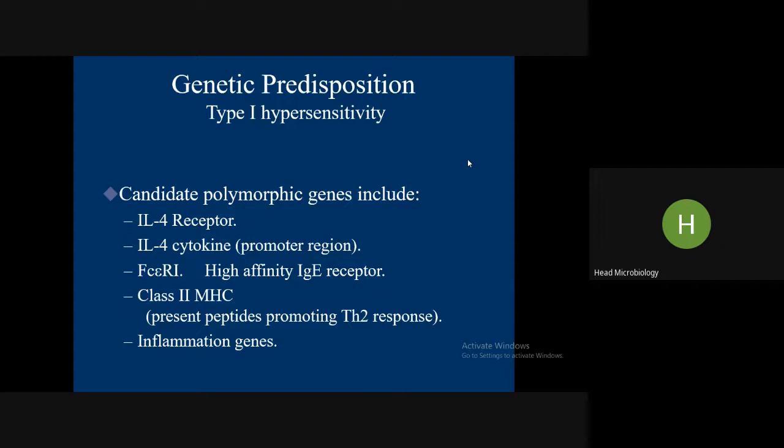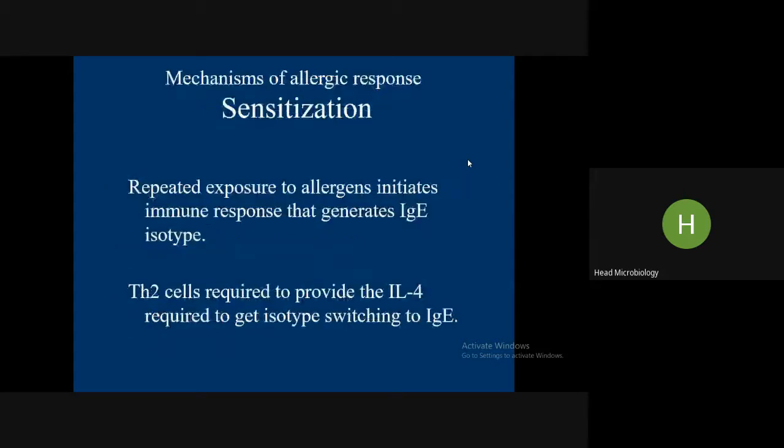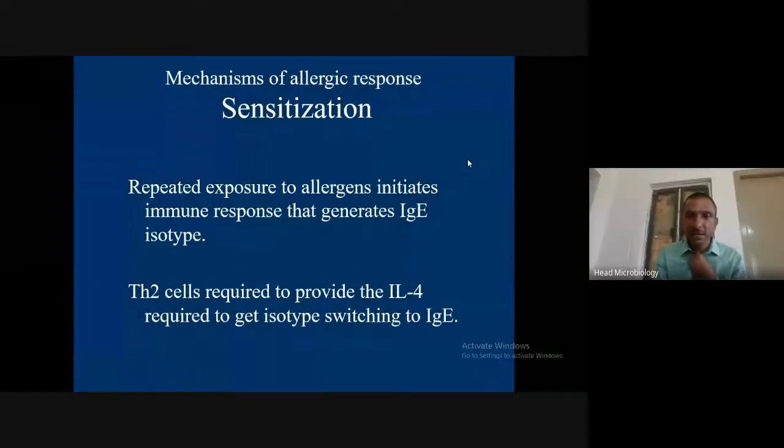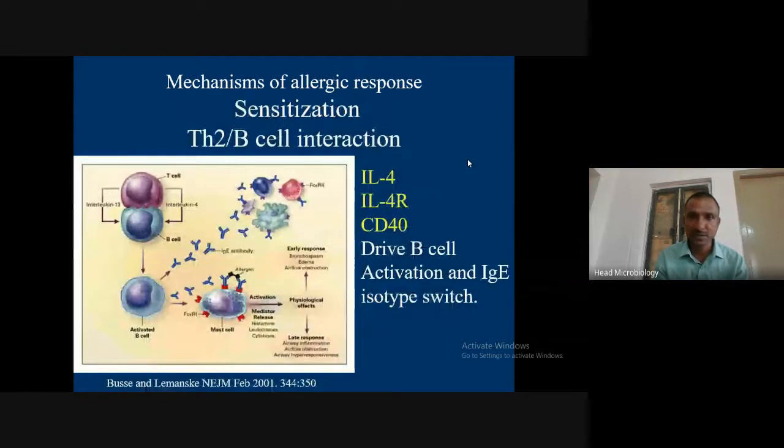Different genes, different genetic predispositions are there for hypersensitivity. One is the mechanism of allergic response, the sensitization. Repeated exposure to allergen initiates an immune response that generates the IgE isotypes. These Th2 cells are required to provide the interleukin 4 required to get isotype switching to immunoglobulin E.